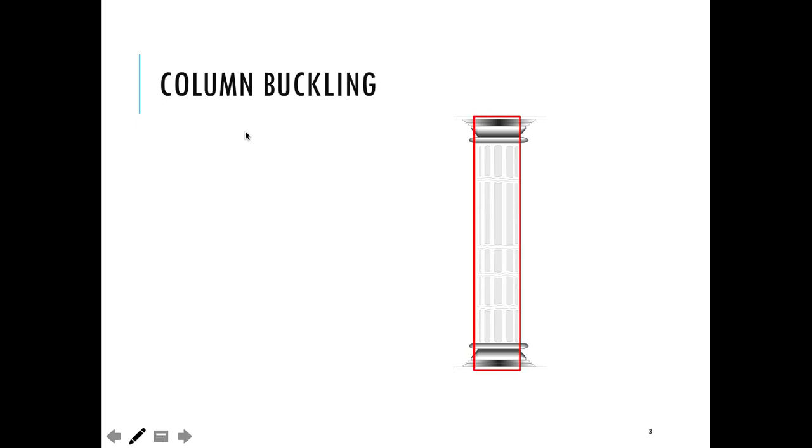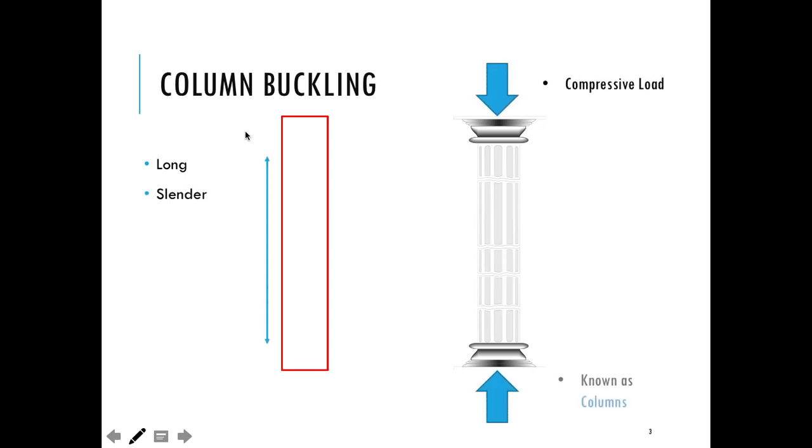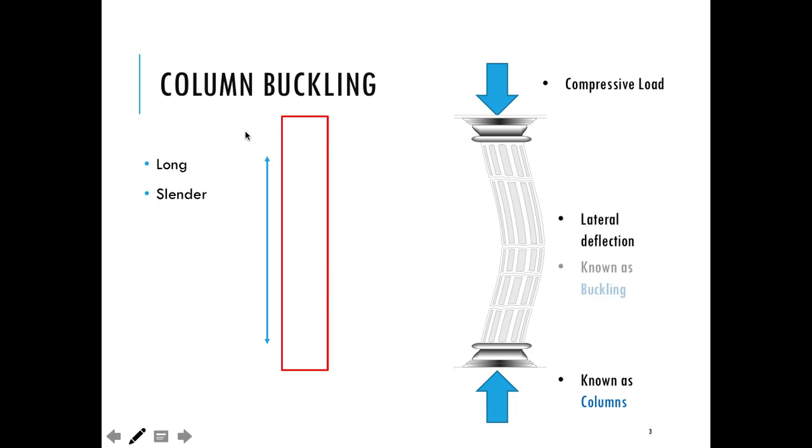Columns are basically long and slender beams which have compressive loads acting on them. If the compressive load exceeds a certain critical value, then the column may undergo large lateral deflections, shown like so. This is known as buckling. Buckling is an unstable failure mechanism which causes sudden collapse, and because it causes failure, we must account for it during design, just as we account for yielding and for fracture.